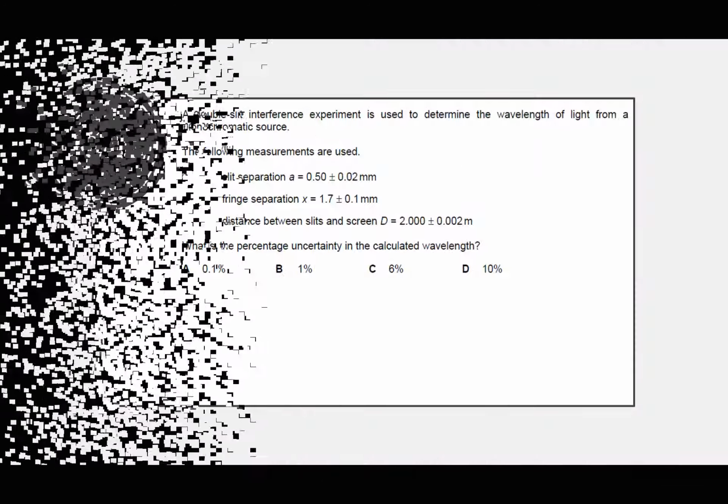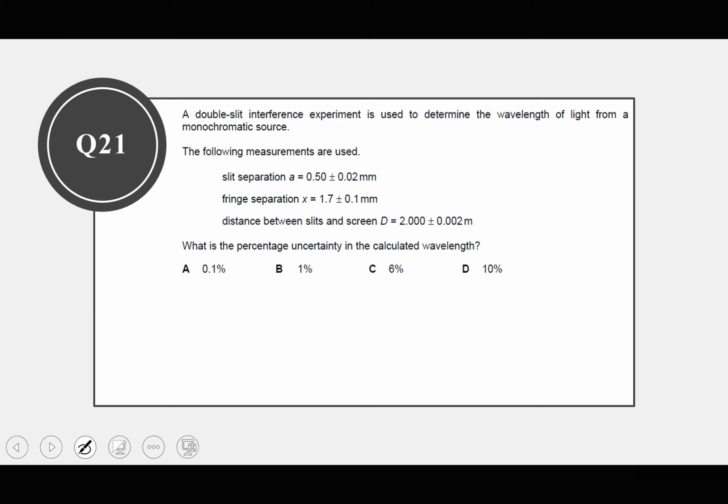Next, the double slit interference experiment is used to determine the wavelength of light from a monochromatic source. The following are measurements: slit separation A is given, X is given, D is given. What is the percentage uncertainty in the calculated wavelength? So for Young's double slit, we know that lambda is equal to AX divided by D. What is the percentage uncertainty in lambda?